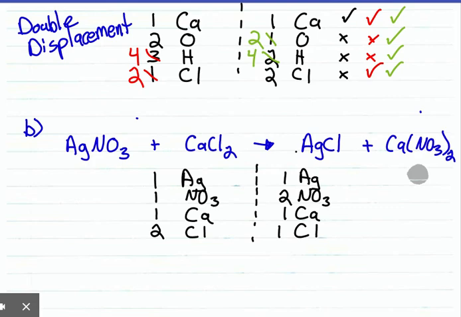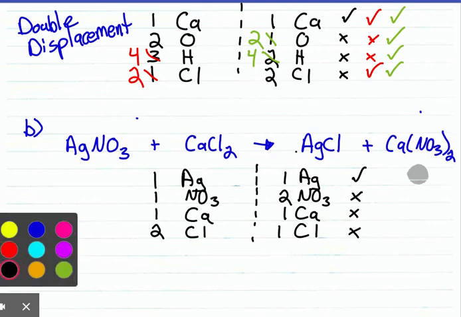And so when we do a quick check, our silver is good, our nitrate is not good, our calcium is not good, and our chlorine is not good. So you basically can pick any of these to start with. And usually by balancing 2, the third is going to balance itself out pretty nicely. So I'm just going to start with the nitrate, the NO3.